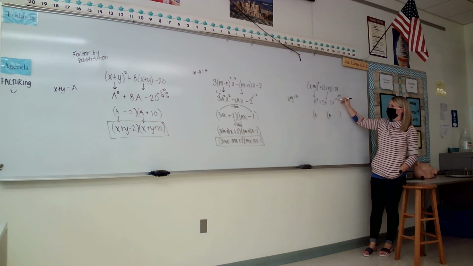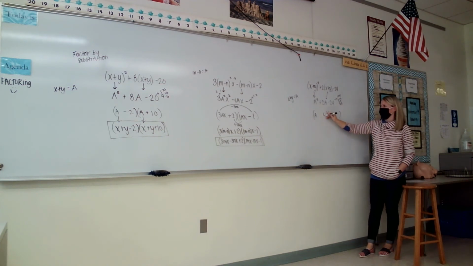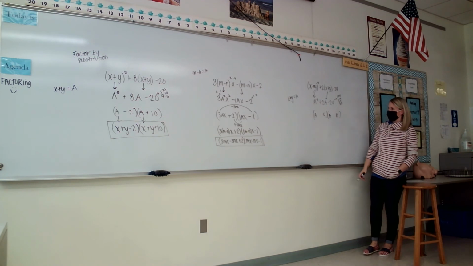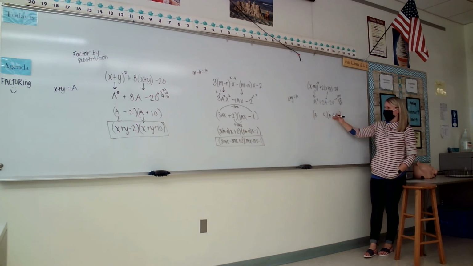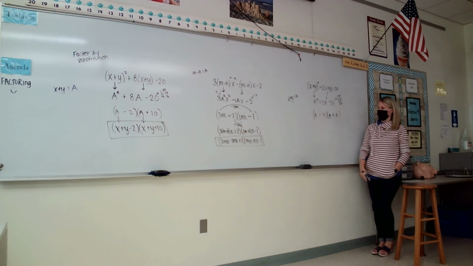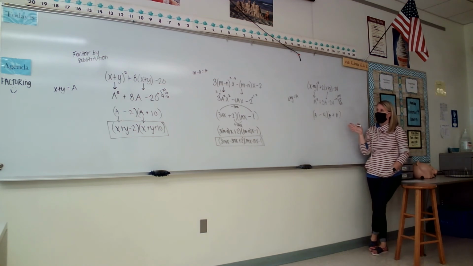24, 12, what do we got? 3 and 8. Oh, it's 4 and 6. Yeah, I could have done that from the beginning, you crazy lady. So if I have positive 6, negative 4, I'm feeling pretty good about that.